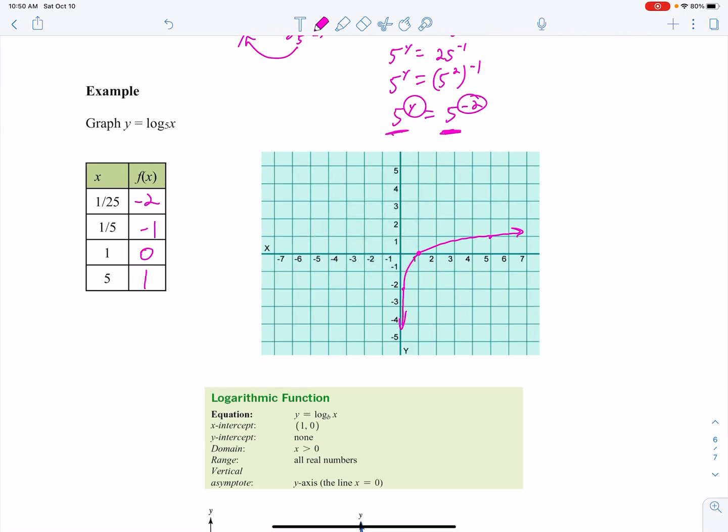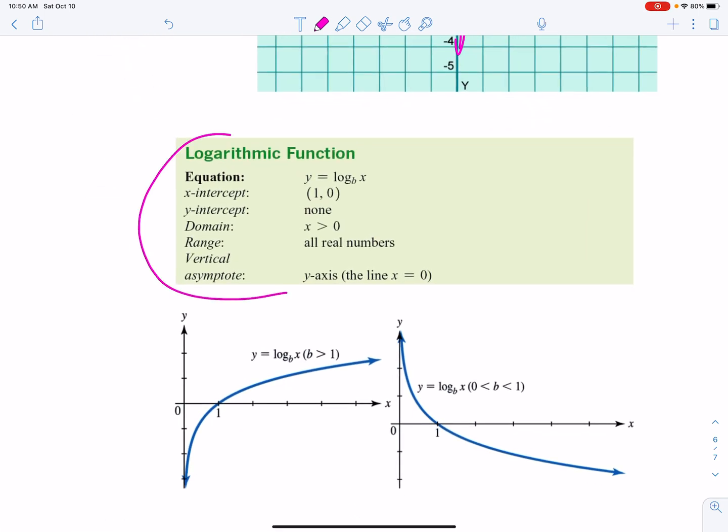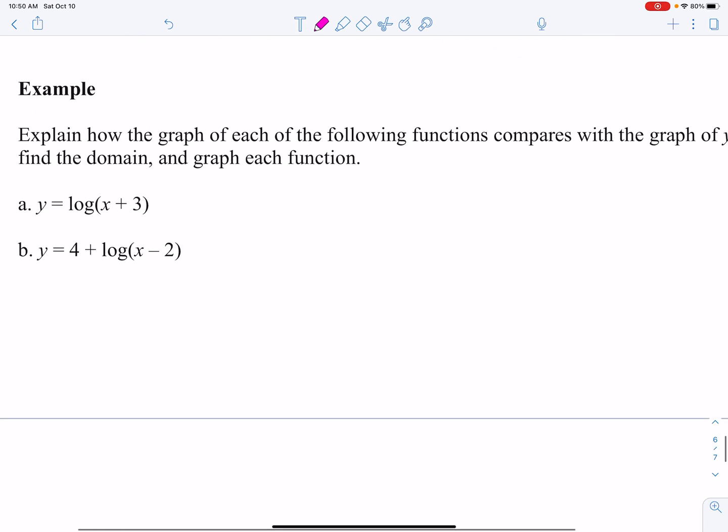Okay, and properties of logarithms, read over these. Again, you don't need to memorize them, but you should be familiar with them. There's some graphs of logarithms.